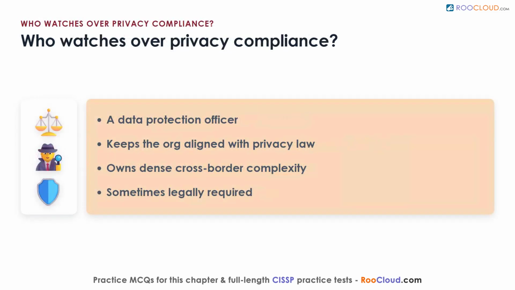Who watches over privacy compliance? A dedicated privacy leader, often called a data protection officer. This role exists to make sure the organization actually follows the privacy laws that apply to it. Cross-border rules can be dense and full of legal fine print, so someone needs to own that complexity full-time. Under some regulations, appointing this officer is not optional but required. Picture a compliance lighthouse, keeping the whole organization off the legal rocks.